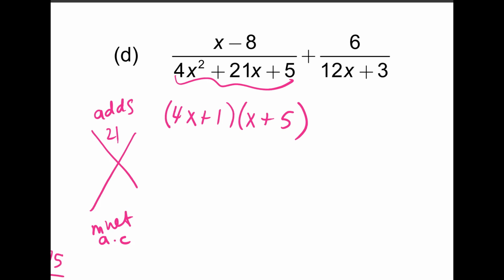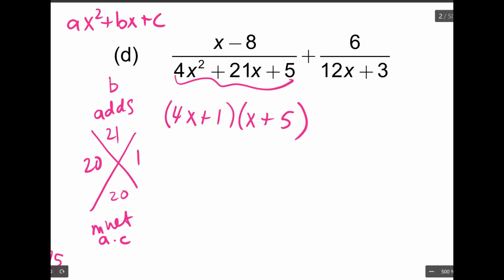I just want to make sure we understand how we factored this. So what adds to 21, because that's your b, and multiplies to a times c. So what am I talking about? A times c. Do you remember? Quadratic equation, ax squared plus bx plus c. So I'm looking at the coefficients. So 4 times 5 is 20. So it multiplies to 20 but adds to 21. Let's see, like 20 and 1, right?